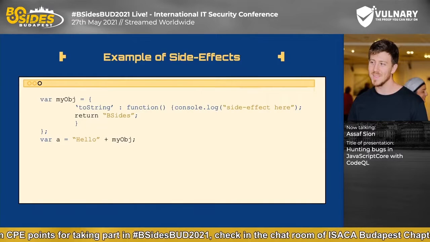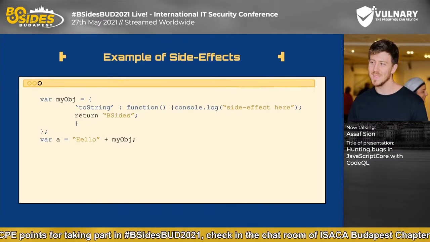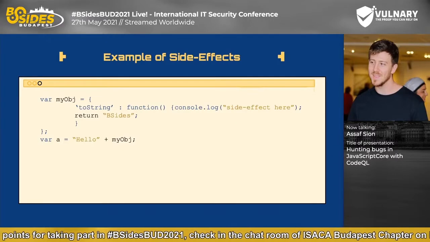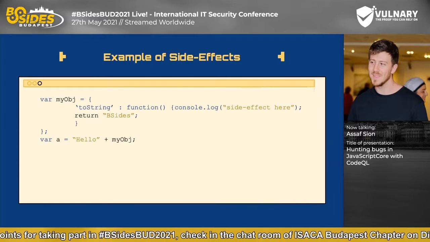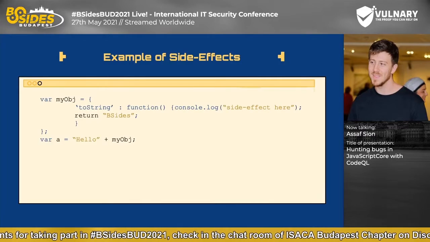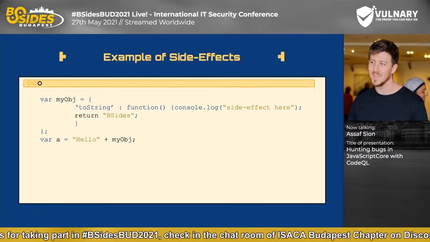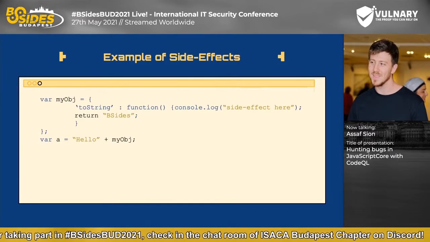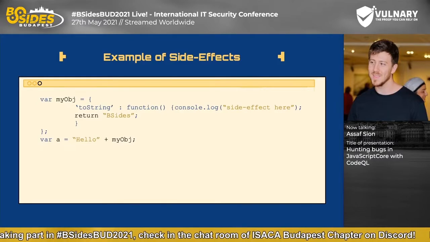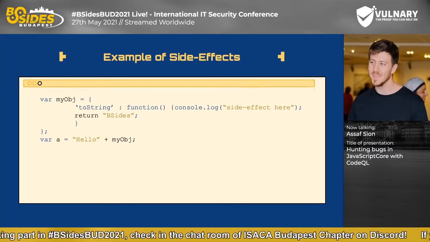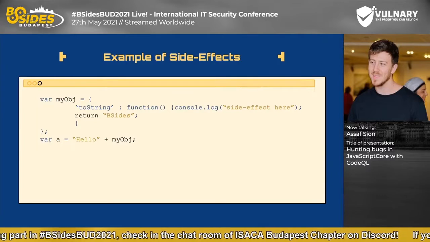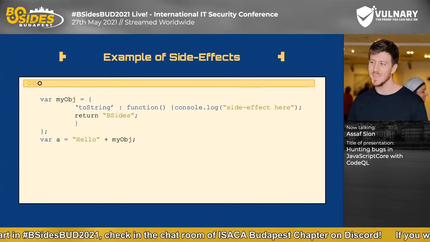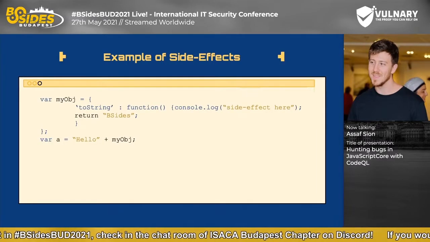The function toString does two things. At first, it will print to the console the string side effect here, and then it will return the string BSides. Concatenating hello with this object will trigger the call to toString and will set the value of A to the string hello BSides, and of course will print to the console the string side effects here. Now, this is where the side effects occur. The mere fact that we were able to execute a different function that has nothing to do with the concatenation, meaning that we managed to trigger side effects in JavaScript.